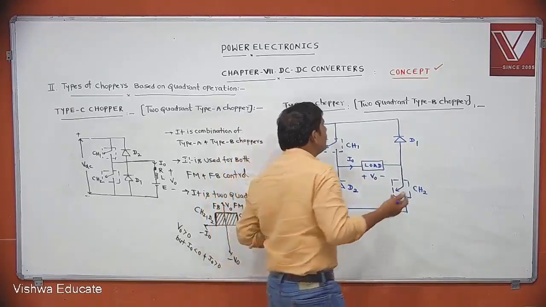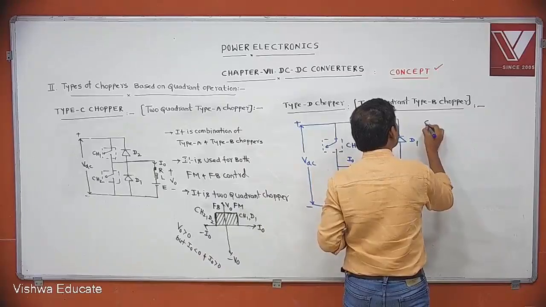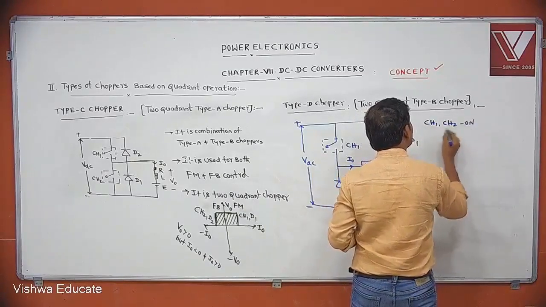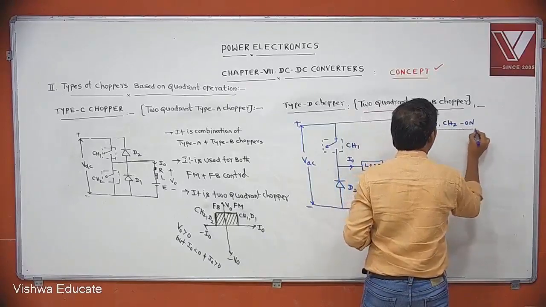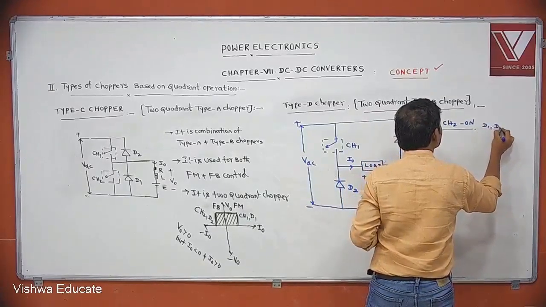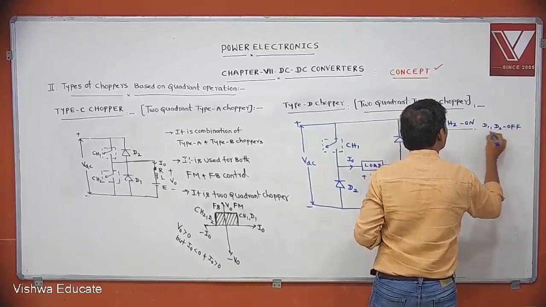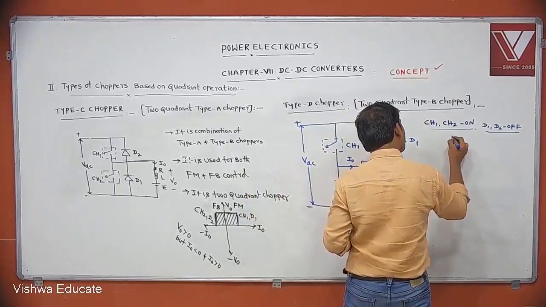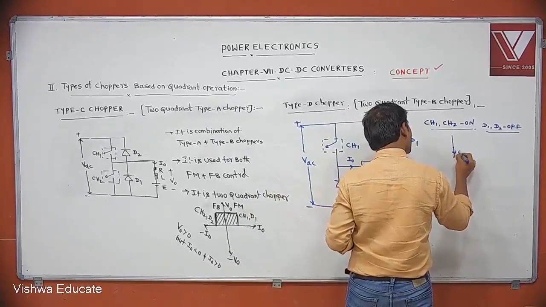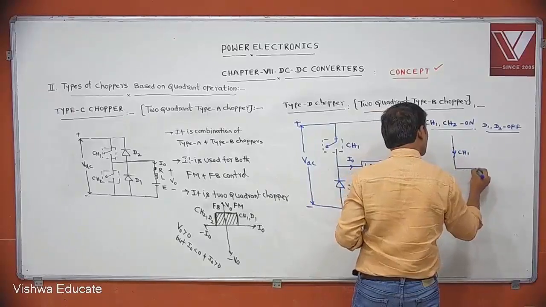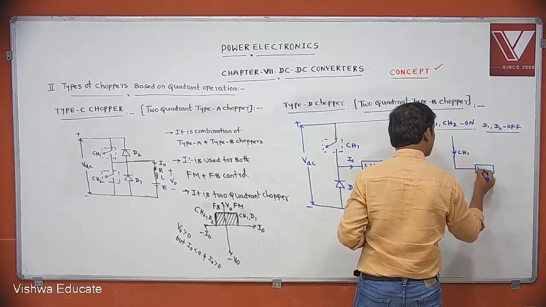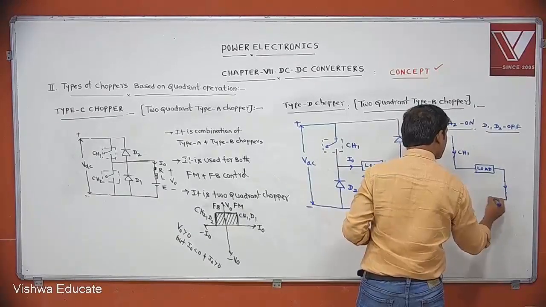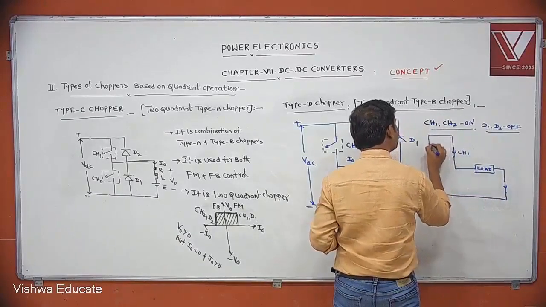Then CH1 and CH2 are on. CH1, CH2 on means D1, D2 are under off state. Then what is the equivalent circuit? CH1 and CH2 are on. This is CH1, chopper 1, that is switch 1, and this is the load, and this is CH2. The supply voltage is VDC.